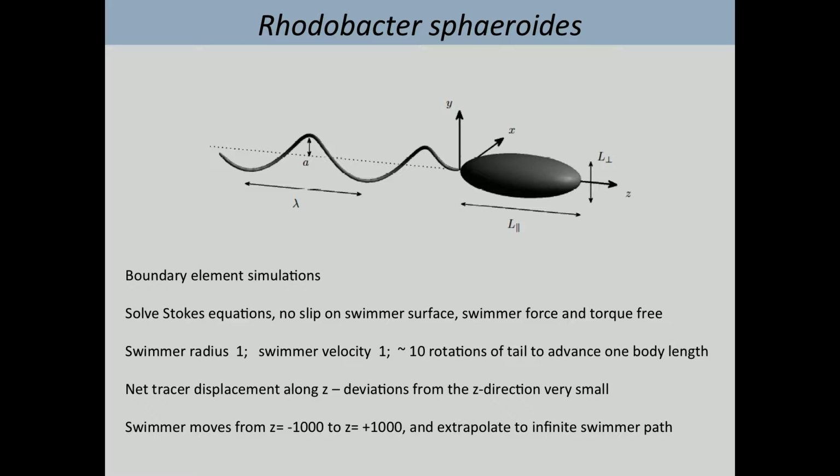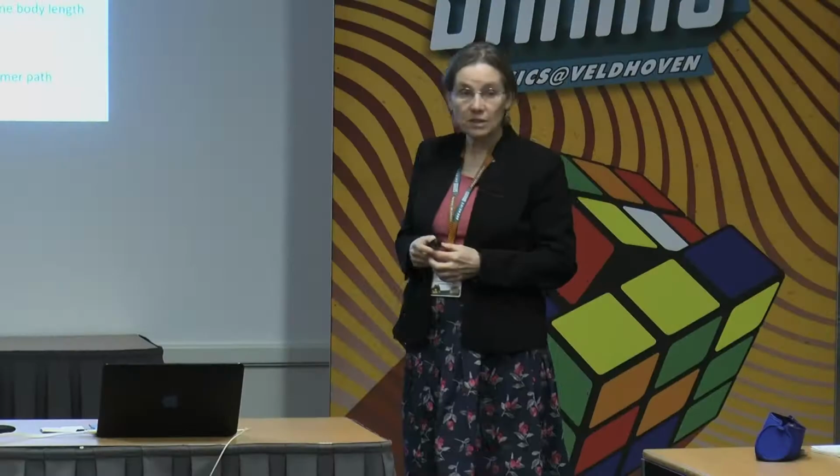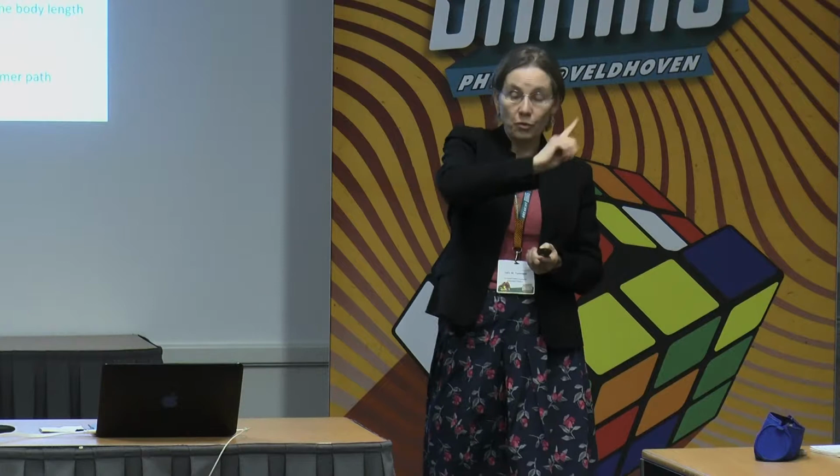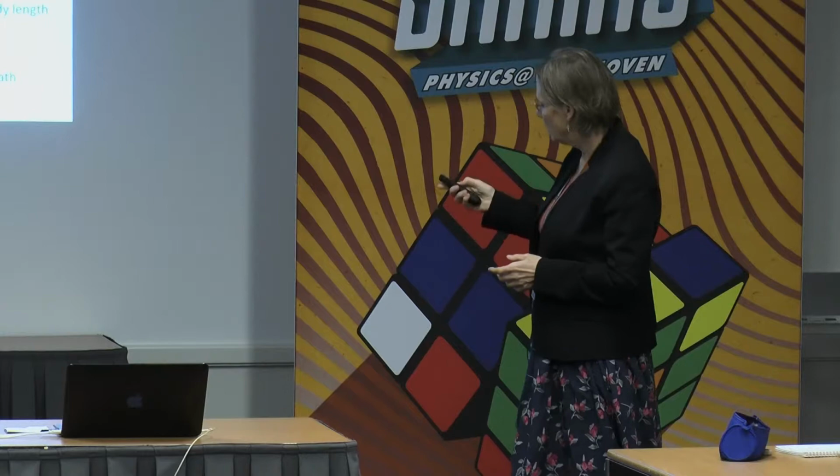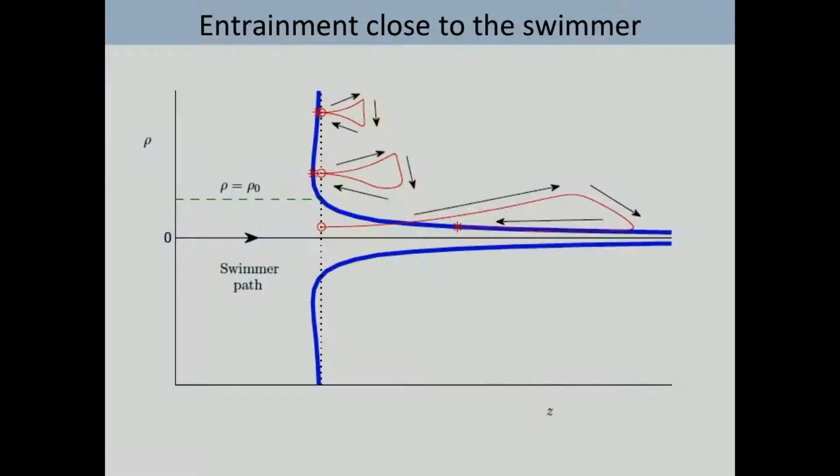And what boundary element simulations are is that you solve Stokes equations, and you solve it so there's no slip on the surface of the swimmer, and you carefully adjust things so that the swimmer is force-free and torque-free, so it's a proper swimmer. And so what we can do is do the same story, have our swimmer come in from minus infinity. Okay, so this is the swimmer path. And let it go through a plane of tracers. The mathematicians call this a material sheet. Go through a plane of tracers.